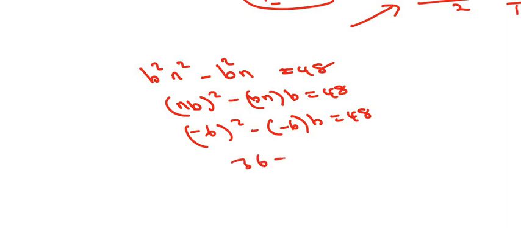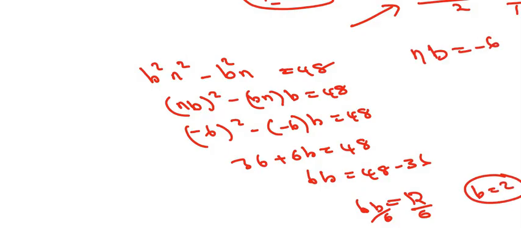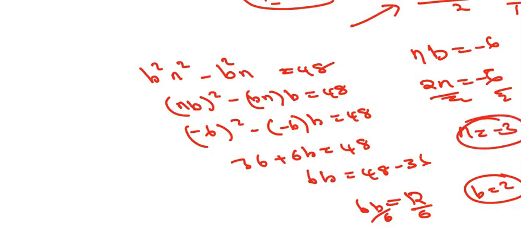That's 36 plus 6b is equal to 48. We have 6b is equal to 48 minus 36. That's going to give us 12, so 6 there. So b is equal to 2. Once you get your b, remember we said nb is negative 6. Put your 2 there. That's 2n is equal to negative 6. Divide by 2, divide by 2. So n is equal to negative 3. So we've gotten our n and our b.